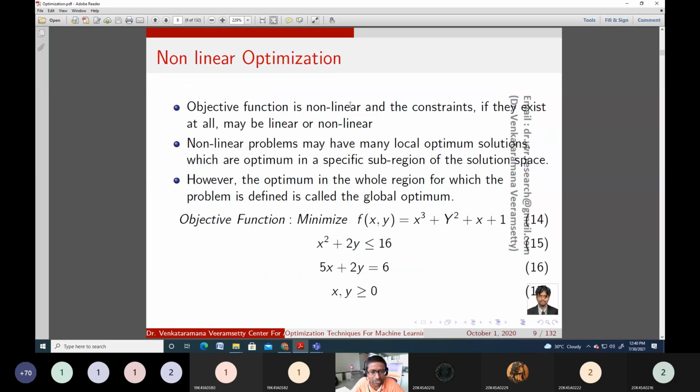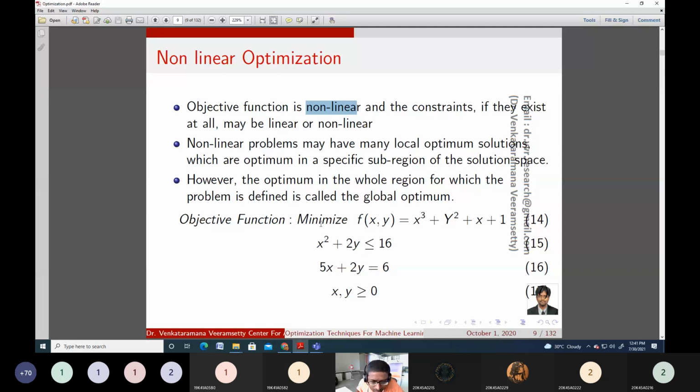See, the objective function is non-linear. The objective function should be non-linear, and the constraints, if they exist, may be linear or non-linear. Understood? So it is mandatory. Your constraints may be a linear function of your decision variables or a non-linear function of your decision variables, whatever it may be. But your objective function should be a non-linear function.